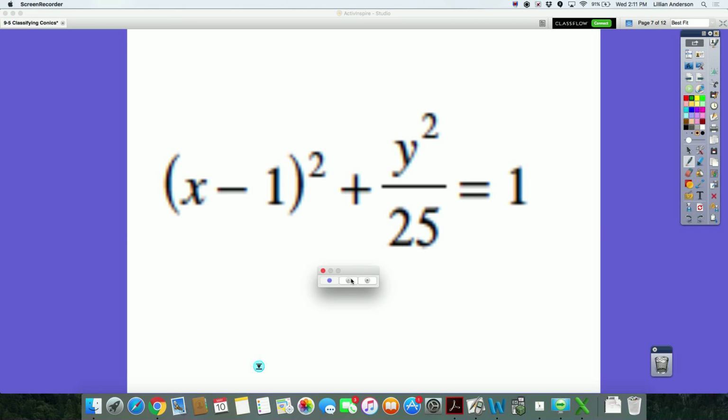Ellipses and hyperbolas are the only ones equal to 1. Now, be very careful with that. Circles can equal 1, but look at the coefficients. They need to be the same in order for it to be a circle. This one is an ellipse.